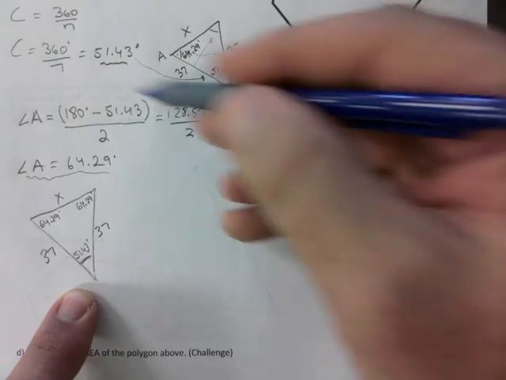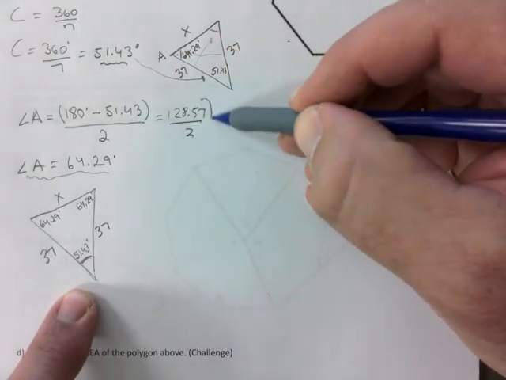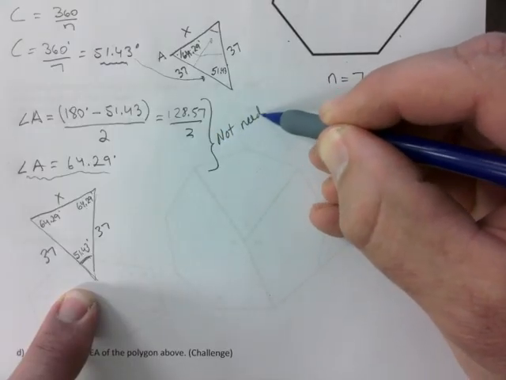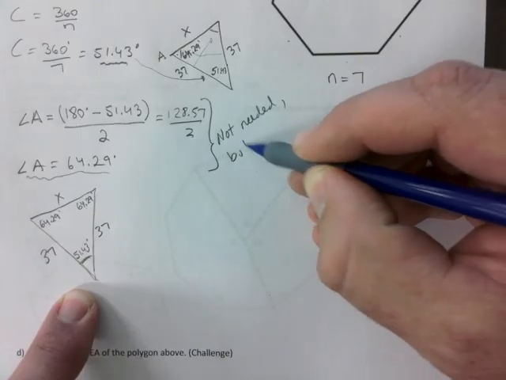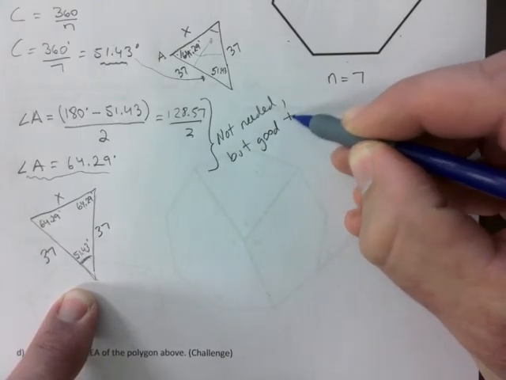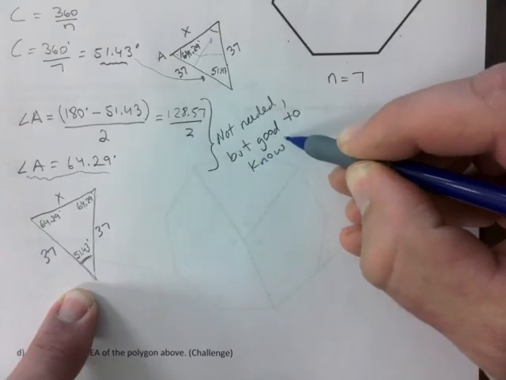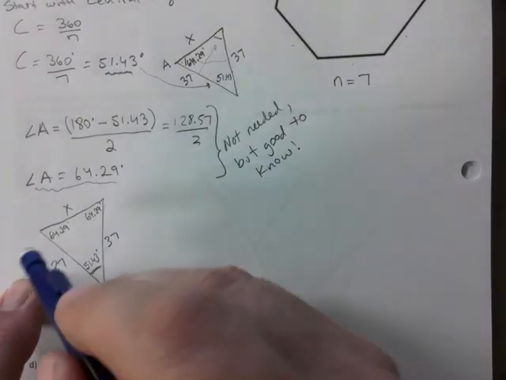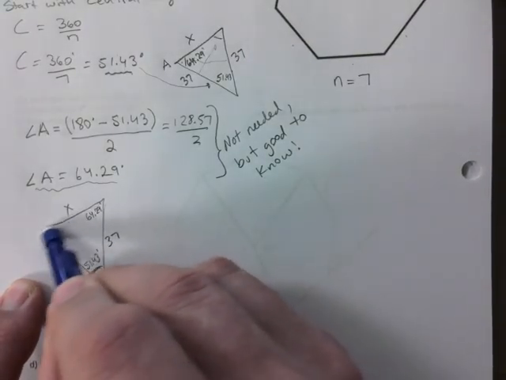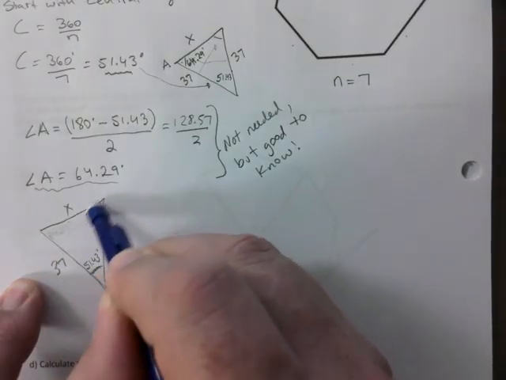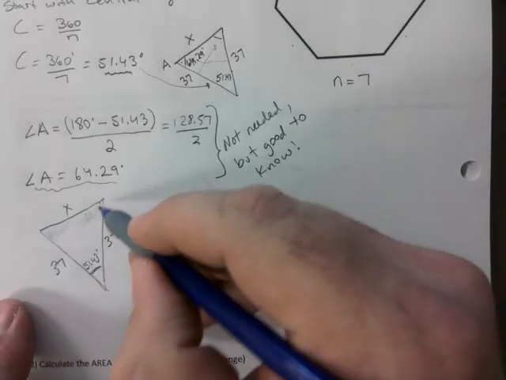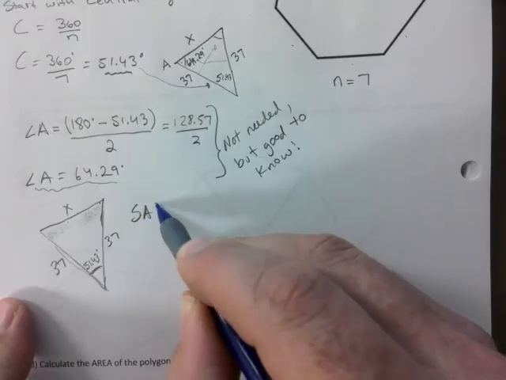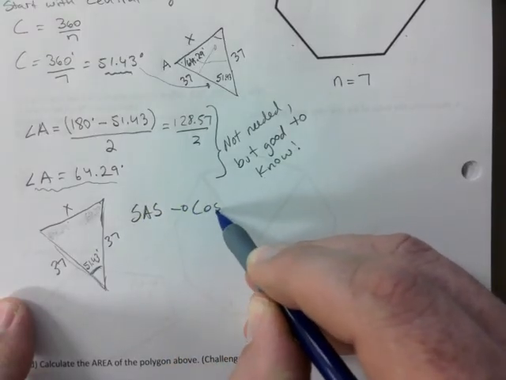So what should I do? I'm just going to leave that. I'm just going to say overkill. Okay, not needed. But good to know. How's that? Not needed, but good to know. I'm going to erase this one here. I hope you used pencil. Otherwise, you're going to wonder, why did you use cosine law? Okay, side angle side, cosine law.